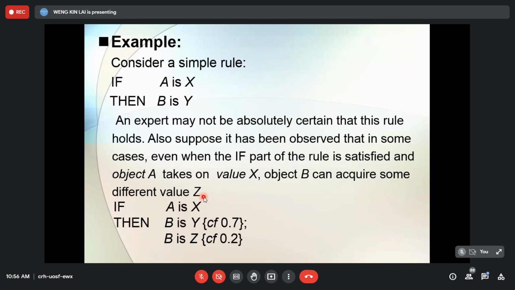So as a result, we then have to change this rule now, using the certainty factors theory. So if A is X, then B is Y, with a certainty factor of 0.7. Most of the time it is actually true. And then another one is that it can also be Z, but this is only with a certainty factor of 0.2. So you can still see that.